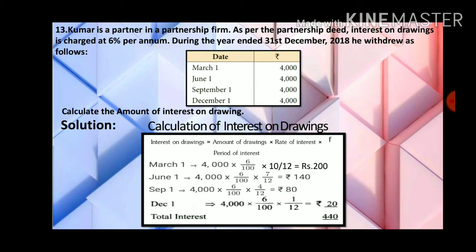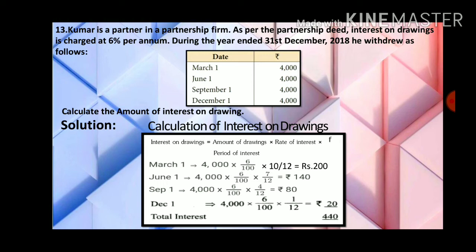So 4000 into 6 by 100 into 10 by 12. Where does the 12 come from? 12 is because 1 year has 12 months. So that 12 is what we mention here. So 10 by 12 is the main concept. You have to find out the period of withdrawal. Next we get rupees 200.